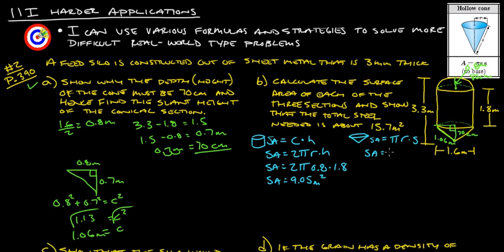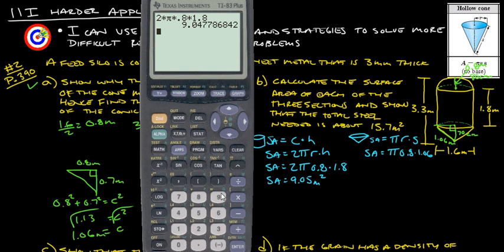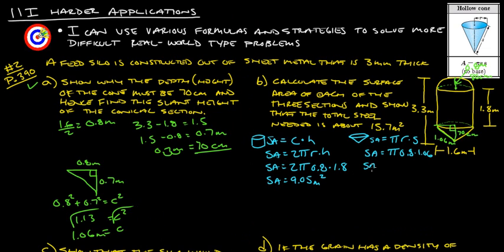So in this case, surface area is pi times, let's see, the radius again is 0.8, and the slant height is 1.06. So we use our calculator here. We do pi times 0.8 times 1.06, and that gives us 2.66 we'll go with. And that is also square meters.